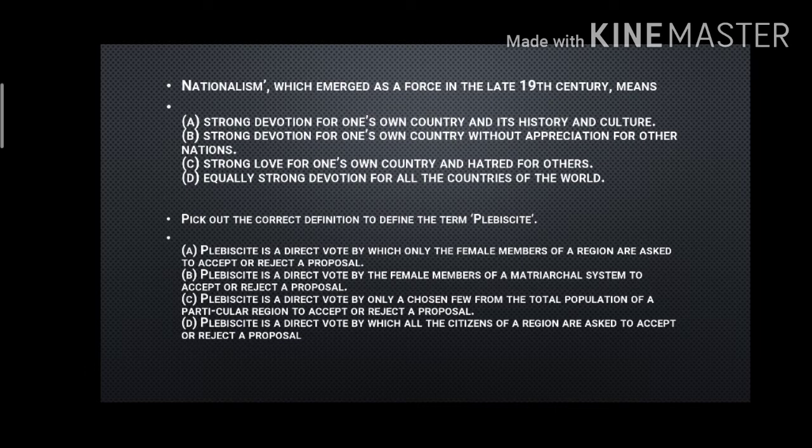Or is it option D, a direct vote by all the citizens of a region who are asked to accept or reject a proposal? So here the answer will be option D, that is, it's a direct vote by which all the citizens of a region are asked to accept or reject a proposal.